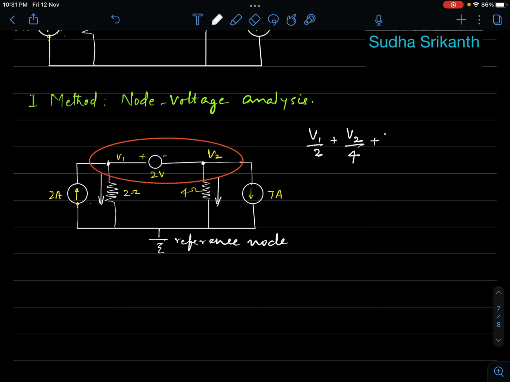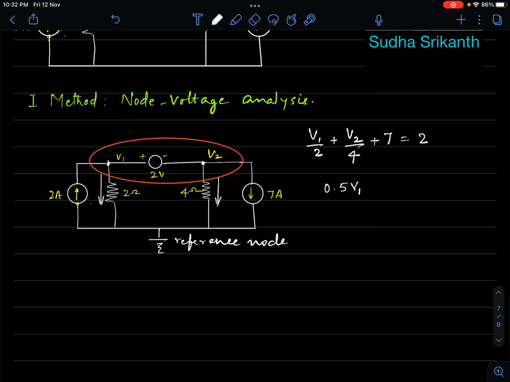This should be equal to the currents entering the node, and there is 7 ampere also that is leaving the node. 2 plus 7 equal to the current entering the node, that is ampere 2. So if you look at this network, this current V1 divided by 2 is leaving the node, V2 divided by 4 is also leaving the node, 7 ampere is also leaving the node, and 2 ampere is entering the node. So we form one equation. So we can write the simplified version of this equation.